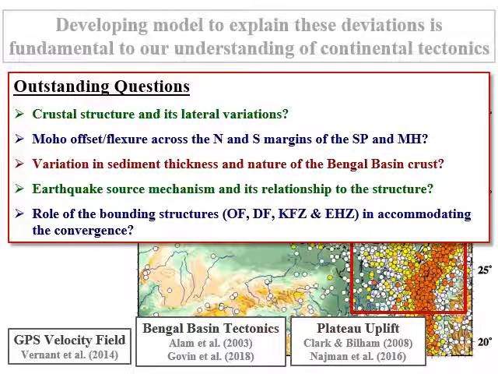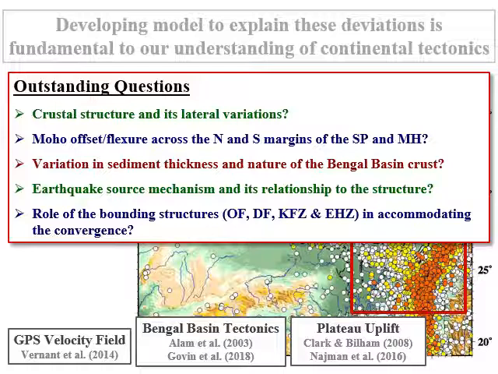In order to develop such models, we need to address the following questions. The first one is, what is the crustal structure across this region and how does it vary laterally? The second one is, how is the Moho geometry across the northern and the southern margin of the Shillong Plateau and the Mikir Hills? Is it offset or is it flexed? The third one is, what is the variation in the sediment thickness in the Bengal Basin, and what is the nature of the crust which underlies the sediments?